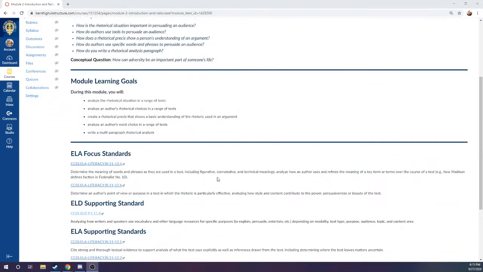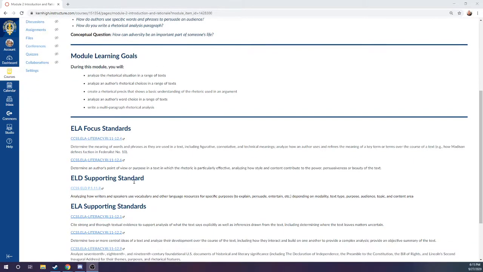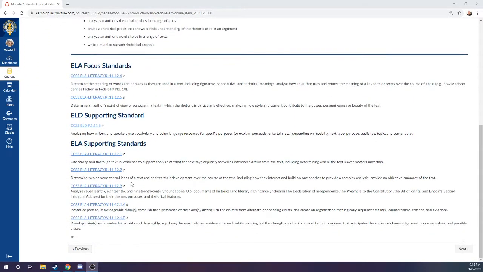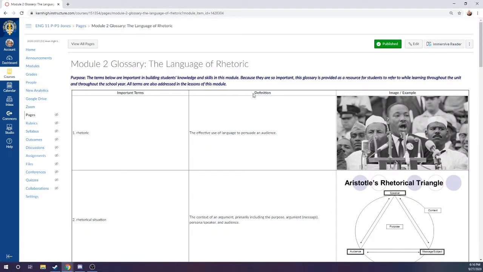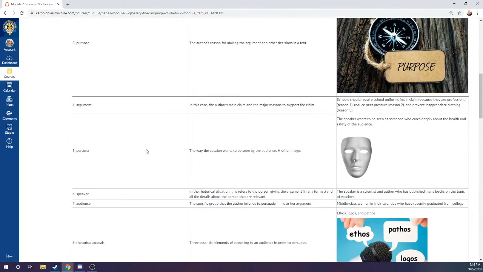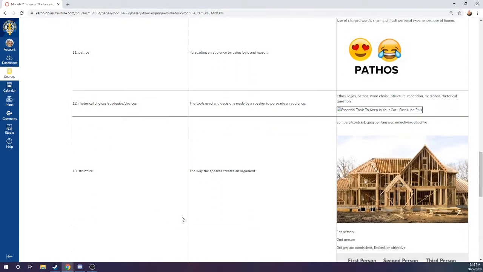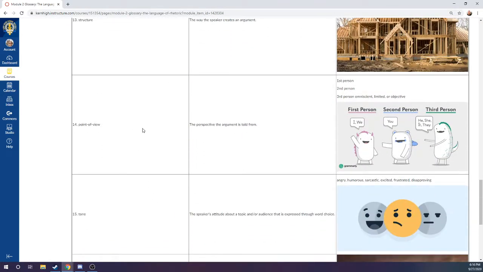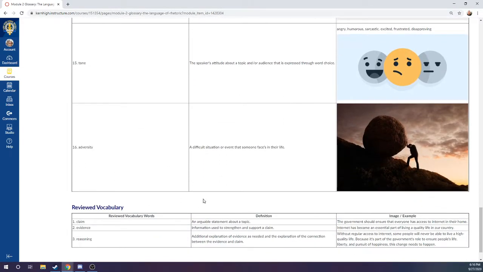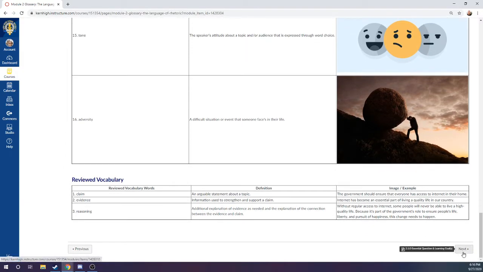Okay, if you scroll down, you'll see I've listed the Common Core State standards that we'll be focusing on during this unit, along with a few ELD standards that you can check on your own time. If you go to the next page, you'll see a glossary of terms. This glossary contains a lot of words that we will be looking into in more depth. Some of this should be familiar. We've already talked about ethos, logos, pathos. But we'll start talking about points of view and author's tone. And we'll definitely review that claim, evidence, and reasoning that we've mastered in the last module.